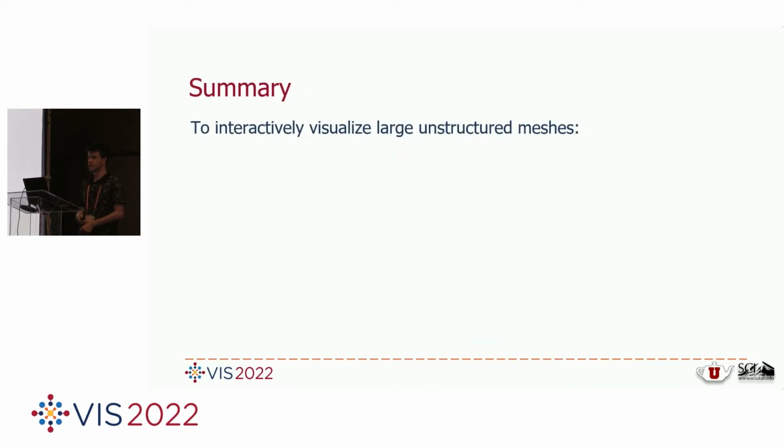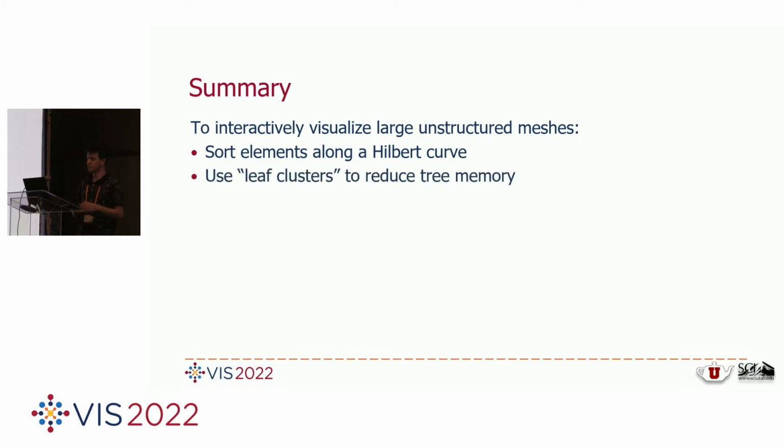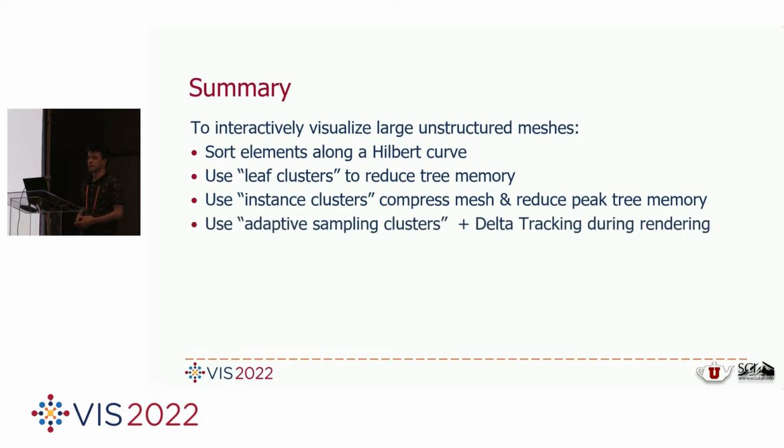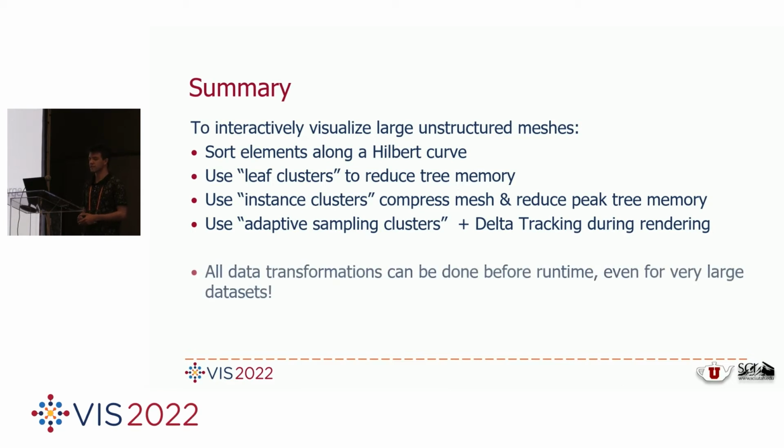So to summarize, to interactively visualize large unstructured meshes, we propose to sort your elements along a Hilbert space filling curve right before rendering. Then we use leaf clusters to reduce tree memory consumption and instance clusters to compress our unstructured mesh and to reduce peak tree memory consumption. Finally, we use adaptive sampling clusters in combination with delta tracking during rendering to achieve interactive rendering performance. And all of these data transformations can be done before runtime, even for very large data sets.